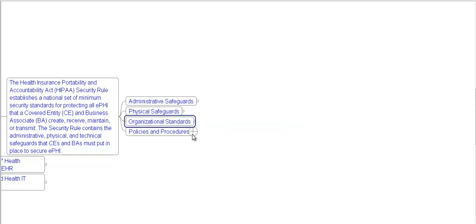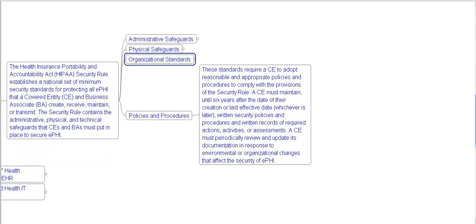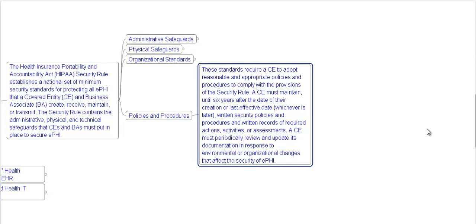Policies and procedures. These standards require a covered entity to adopt reasonable and appropriate policies and procedures to comply with the provisions of the security rule. A covered entity must maintain, until 6 years after the date of their creation or the last effective date, whichever is later, written security policies and procedures and written records of required actions, activities or assessments. A covered entity must periodically review and update its documentation in response to environmental or organizational changes that affect the security of ePHI, Electronic Protected Health Information.